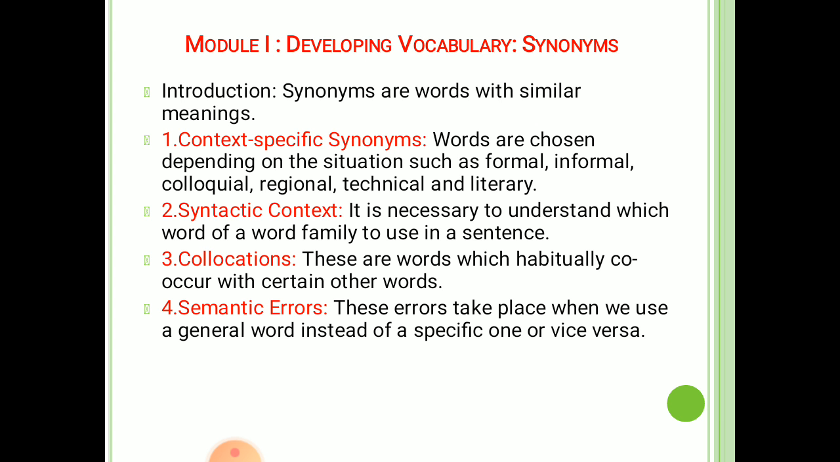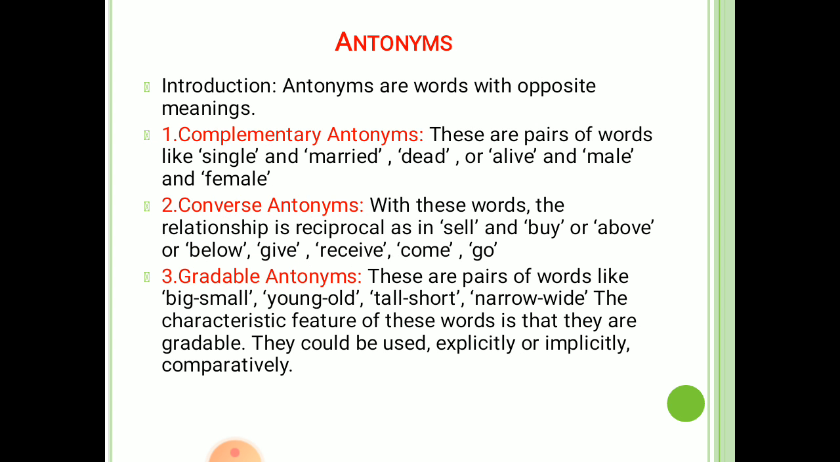The third type of synonyms is collocations. These are words which habitually co-occur with certain other words. And the last is semantic errors. These errors take place when we use a general word instead of a specific one or vice versa. In the next slide, we will give information about antonyms.